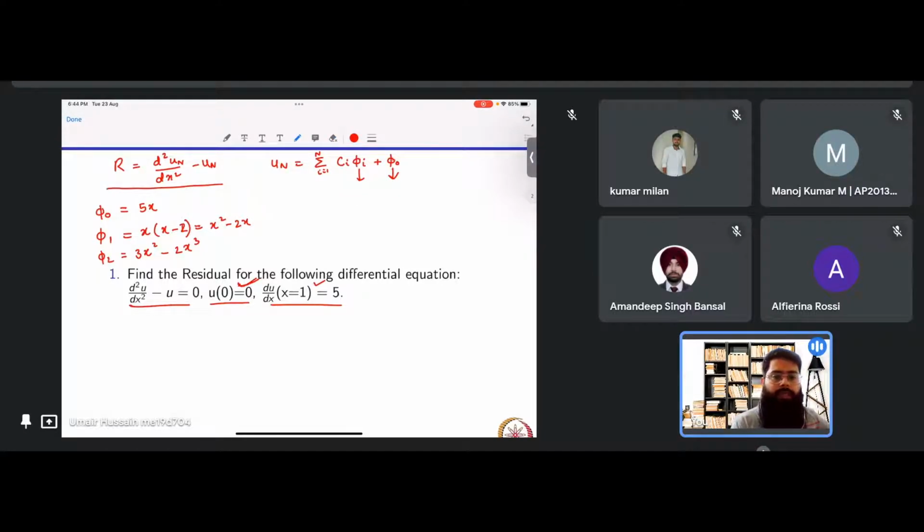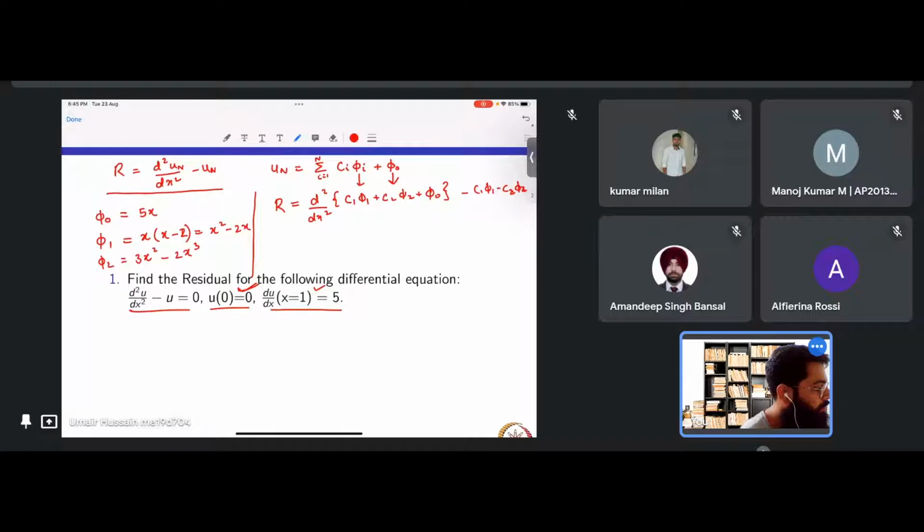So was this clear, how we chose these functions? Again, for our residual statement, what we'll do is substitute these. So u is now c1 phi1 plus c2 phi2 plus phi0 minus u. So c1 phi1 minus c2 phi2 minus phi0.